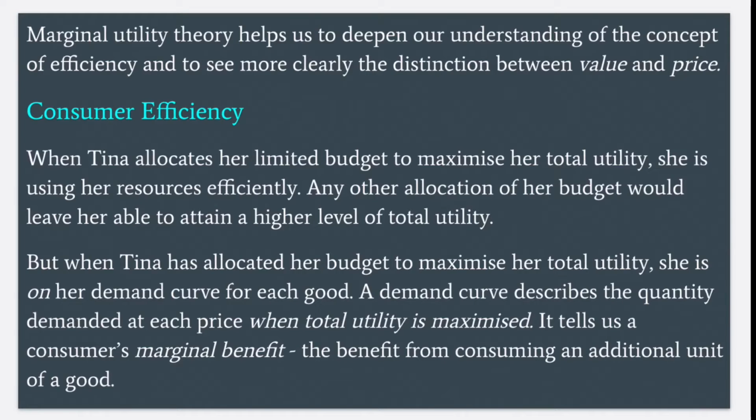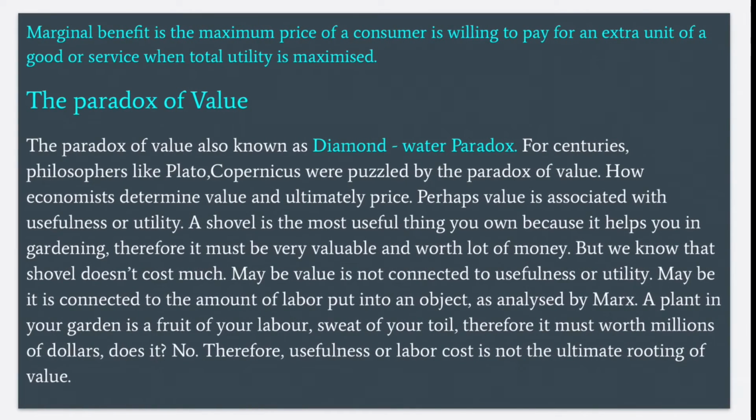But when Tina has allocated her budget to maximize her total utility, she is on her demand curve for each good. A demand curve describes the quantity demanded at each price when total utility is maximized. It tells us consumers' marginal benefit, the benefit from consuming an additional unit of a good. Marginal benefit is the maximum price a consumer is willing to pay for an extra unit of a good or service when total utility is maximized.